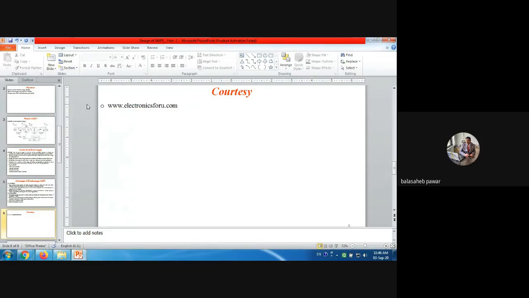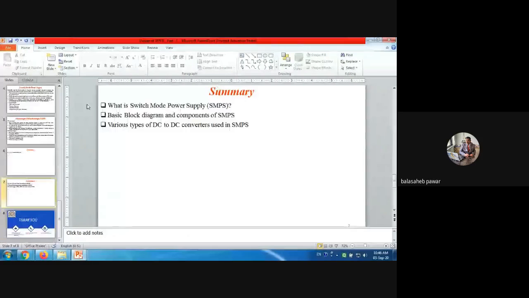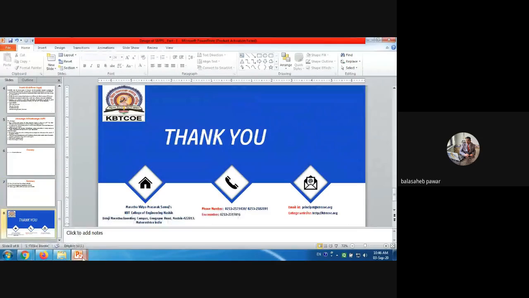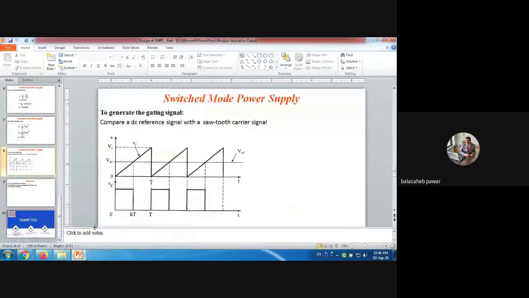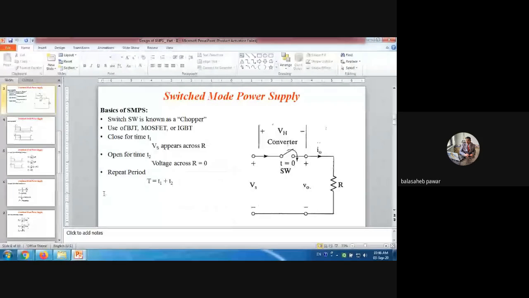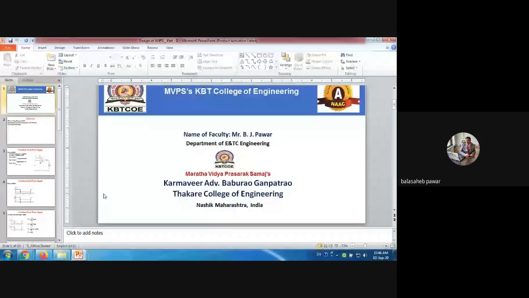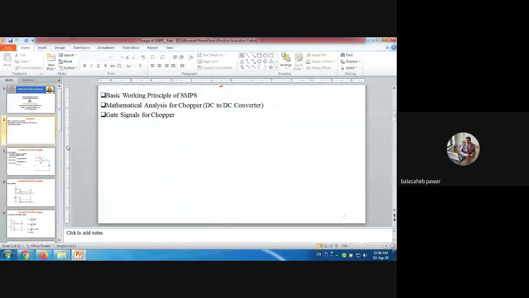So by this discussion, you might have understood the basics of SMPS, its basic block diagram and components used, and the various types of DC to DC converter, that is SMPS, that I listed. Okay. So we'll switch to the next part, which is somewhat mathematical expression. I already covered it during my previous lecture also. So the basic working principle, you are well familiar with.